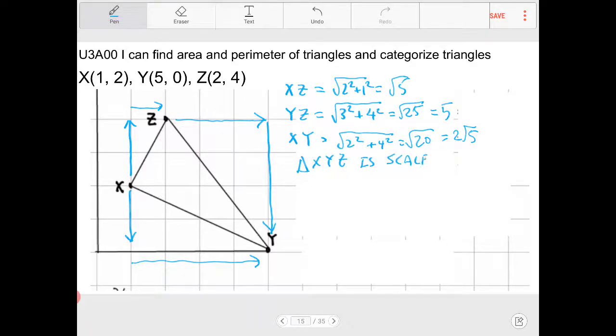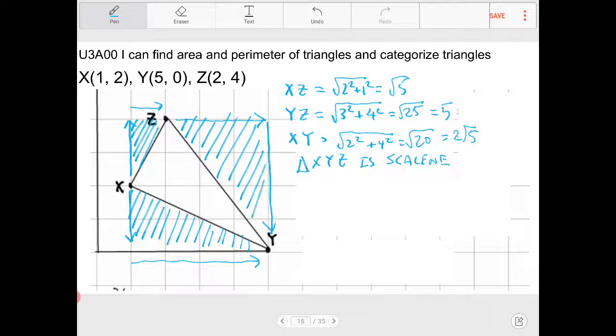scalene. All right, so now we need to figure out the area of the triangle. Like I said before in the previous example, we're going to find the area of the triangles that surround the given triangle, and then subtract from the overall box. If you notice now, the overall box has dimensions of 4 by 4, which is 16.